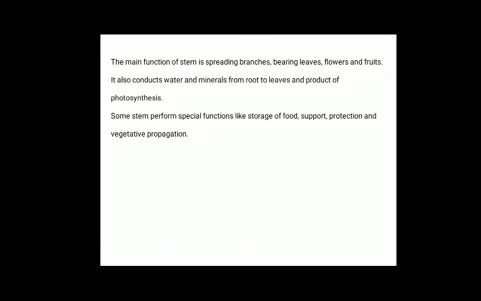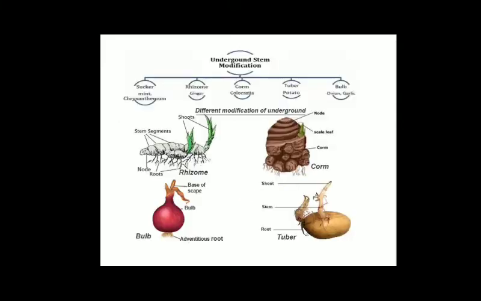The main function of the stem is spreading branches, bearing leaves, flowers and fruits. It also conducts water and minerals from root to leaves and the products of photosynthesis. Some stems perform special functions like storage of food, support, protection and vegetative propagation.